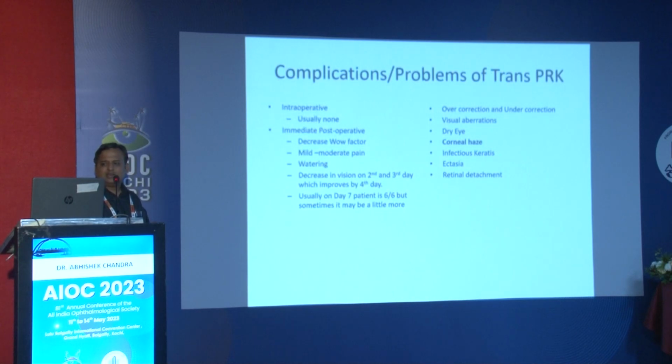Then the other complications are there can be overcorrection, undercorrection, visual aberrations. They can be dry eye, but it is usually less severe as compared to a LASIK because you have ablated less amount of the cornea and the depth is usually less with the same power.